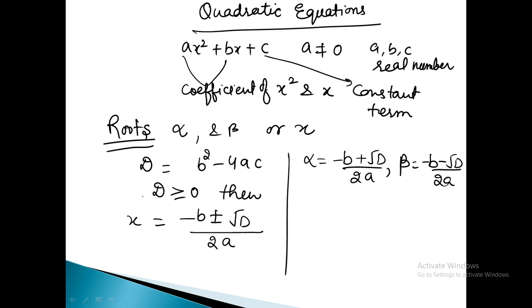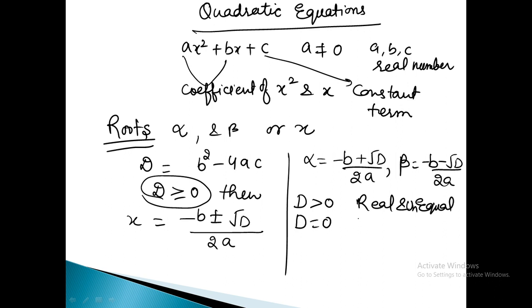Now you should keep in mind that if D is greater than 0, roots are real and unequal. If D is equal to 0, that means roots are real and equal. If D is less than 0, that means no real roots exist.